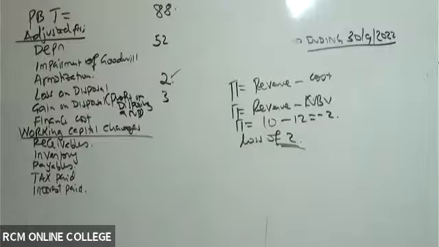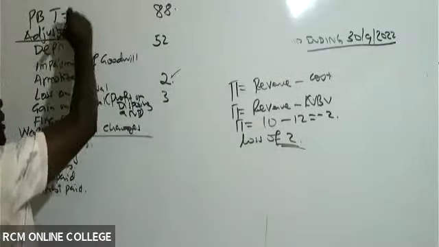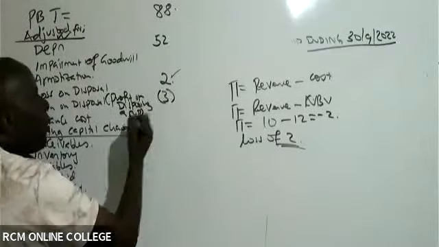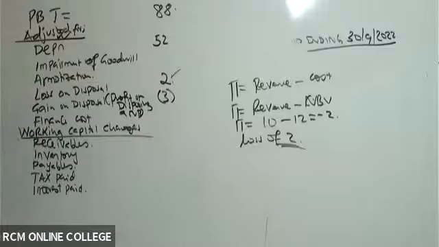But now remember, this profit was added here, and we're doing adjustments here. So profits here shall always be captured in brackets.